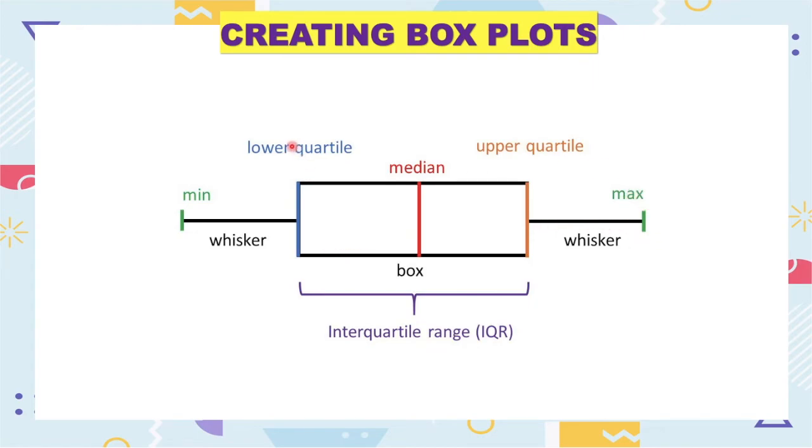And the difference between the lower quartile and the upper quartile is the interquartile range, which is also known as IQR. So this is the basic anatomy of a box plot. I hope it is clear. So we have the minimum value, the lower quartile value, the median value, the upper quartile value, and the maximum value. Now let us go through the basic syntax of the box plot in Python.